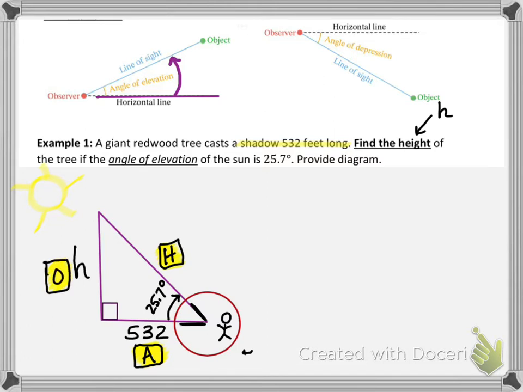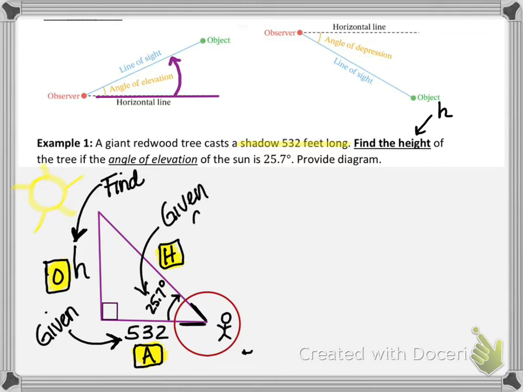So, what do I notice? I notice that I have to use the H, okay, because that's what I'm looking for. I'm going to put the word find. Okay, there's three things that you need to highlight. Two givens, one find. So I need to find my opposite side, which is the hypotenuse. I've been given the 532, so I have to use that. And I've been given the angle, okay, which is the 25.7.